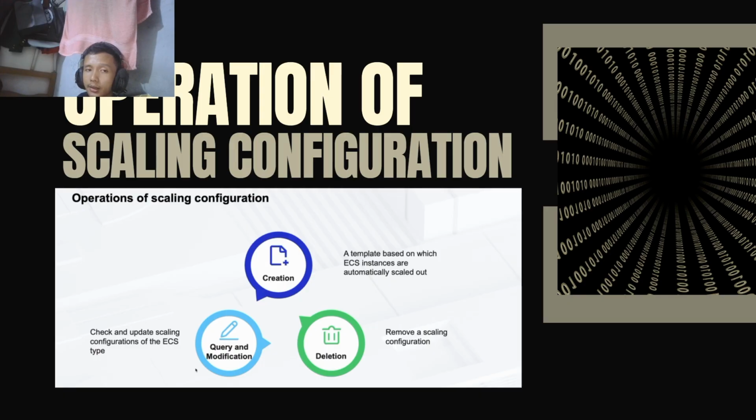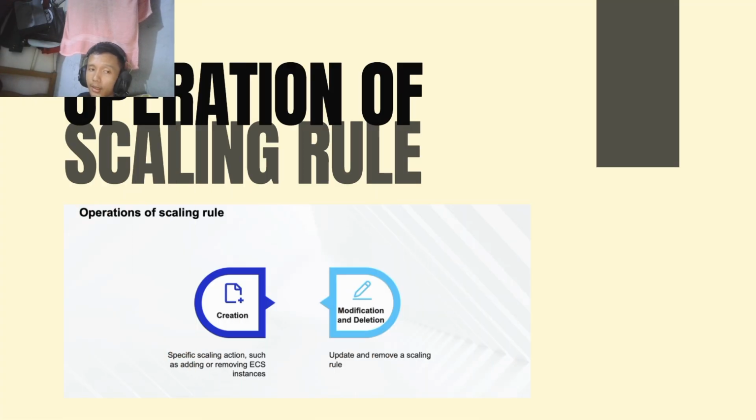The next one is operation of scaling configuration. There are three points in here. First one is creation, a template based on which ECS instances are automatically scaled out. Second one is query and modification. Check and update the scaling configuration of the ECS type. And the third one is deletion. Remove a scaling configuration.